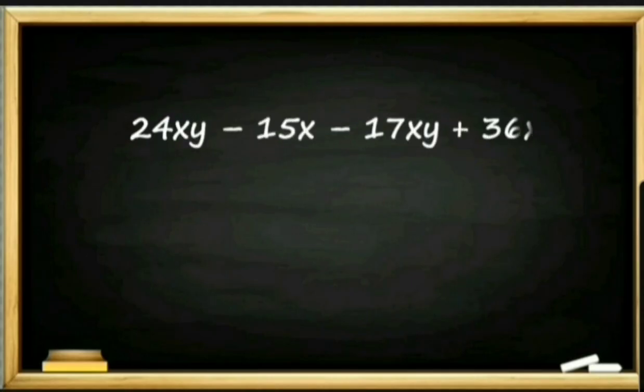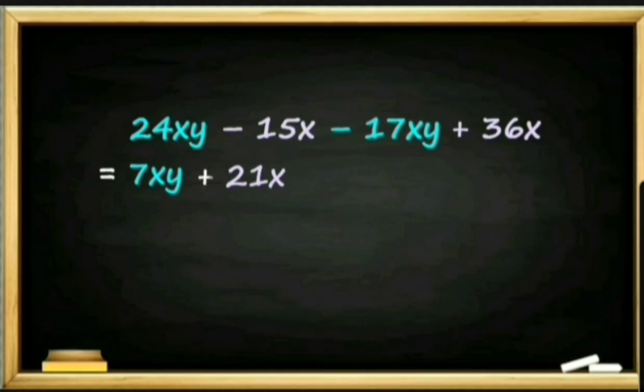Now, let's look at an expression with two variables. 24xy minus 15x minus 17xy plus 36x. First, combine the xy terms. 24xy minus 17xy equals 7xy. Then, combine the x terms. Negative 15x plus 36x equals 21x. So, the simplified expression is 7xy plus 21x.